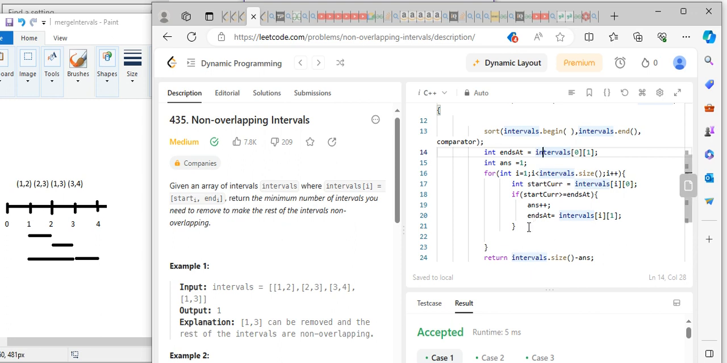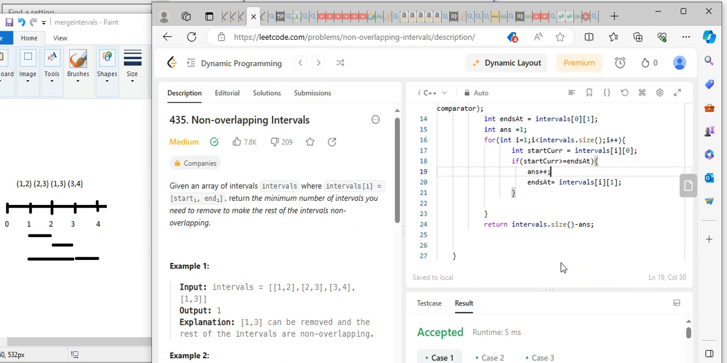That's what I've updated. And finally, what does this answer hold? This answer holds the maximum number of elements that I had added in my answer. So what is the number of elements that were not added? That is basically the entire array size, the intervals size, minus the size that got added. So that's what I've subtracted and returned as the answer.